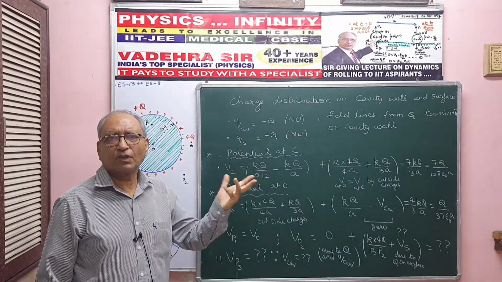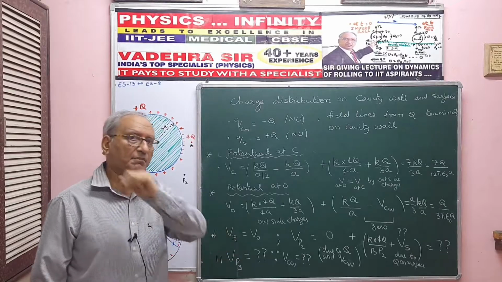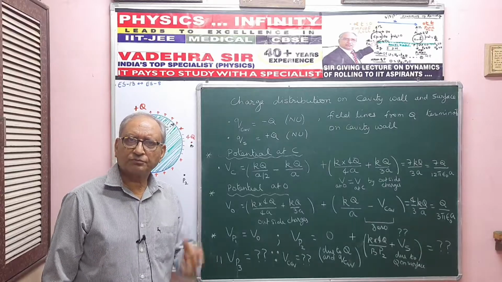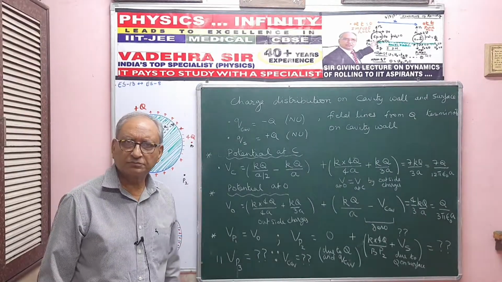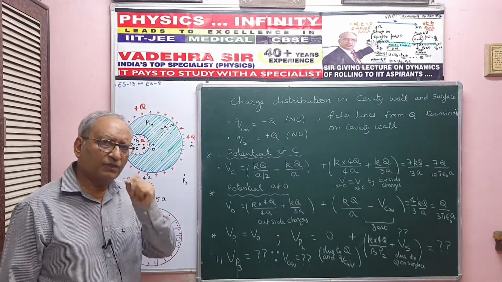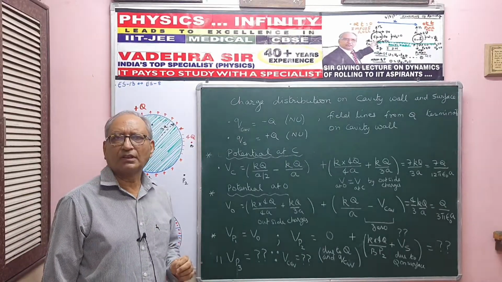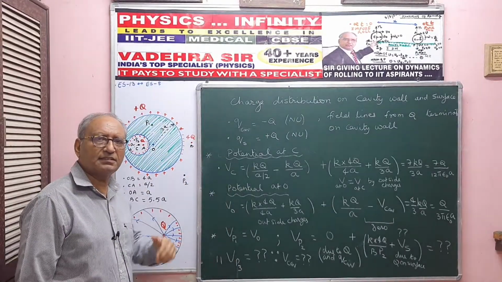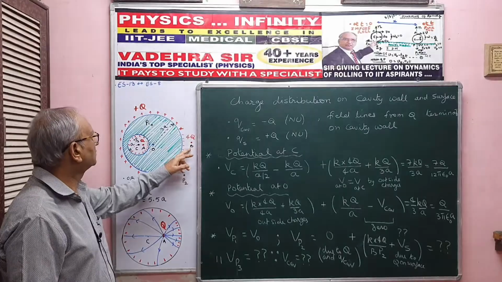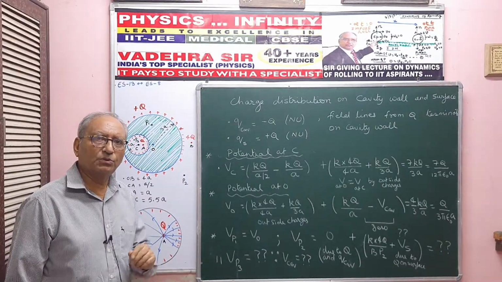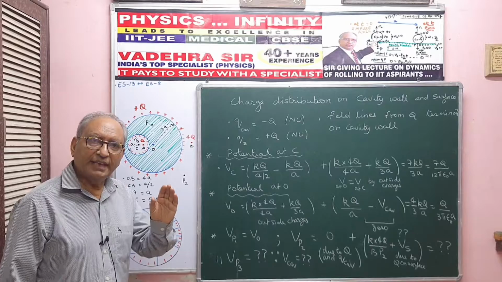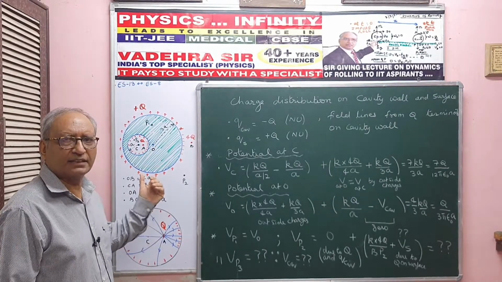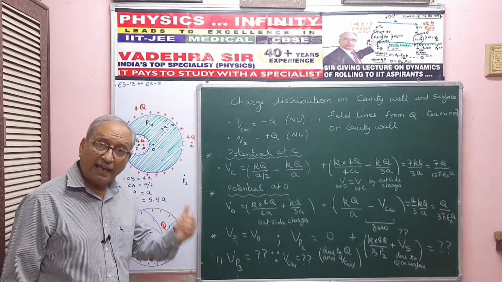The net potential at any point is the scalar sum of the potentials due to all these charges. Let's go one by one. First of all, let us tackle the potential due to outside charges. What are the outside charges? Outside the conductor, 4Q and Q. That is shielded. So they will produce zero field at every point within the conductor and also within the cavity.